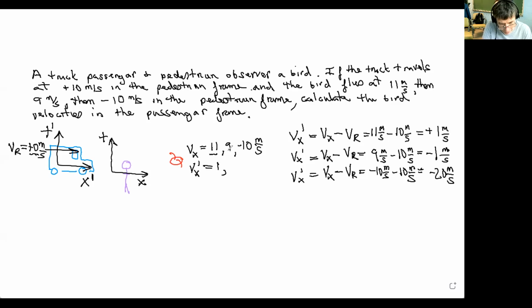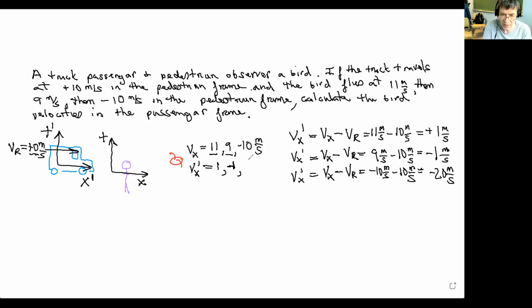Now, what about when the bird is flying at 9 meters per second towards the right? The truck is moving at 10 meters per second towards the right. So now the truck is going faster than the bird rather than the bird faster than the truck. So the truck is catching up with the bird. The truck passenger sees the bird flying towards the truck at 1 meter per second. It's going towards the left from the truck passenger's perspective at minus 1 meter per second.